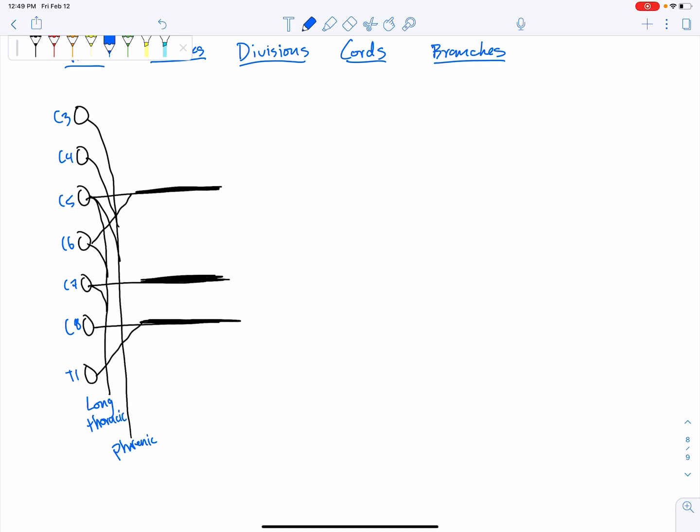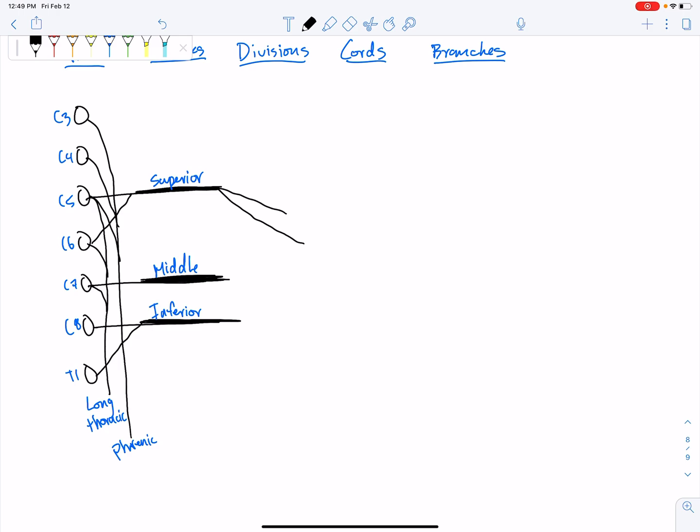Let's label these trunks. You have your superior trunk, your middle trunk, and your inferior trunk. Okay. Now every trunk has two divisions. So you have an anterior division and a posterior division. So the superior trunk, you have an anterior division and a posterior division. Okay, and I draw it like that for a reason. You'll see why as we draw the chords.